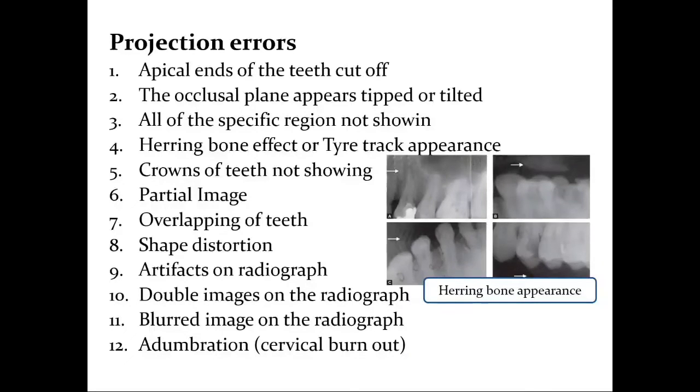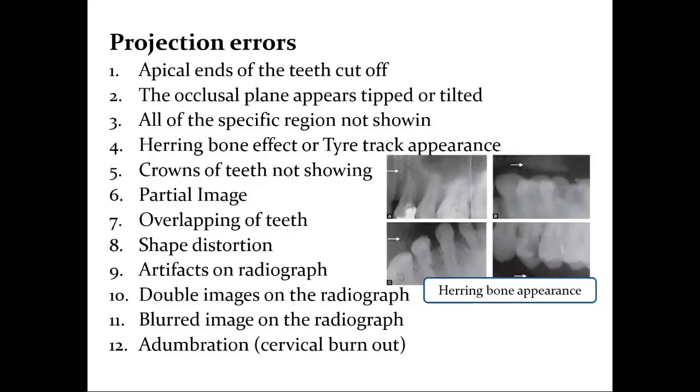Why the double images are being seen? It's because of the case where you're exposed to the film twice. That can also lead to double images, or the patient's position is being differing. So that is when you have this kind of an error. And then you have the blurred image, and then there's something called as cervical burnout, with the other name known as adumbration.